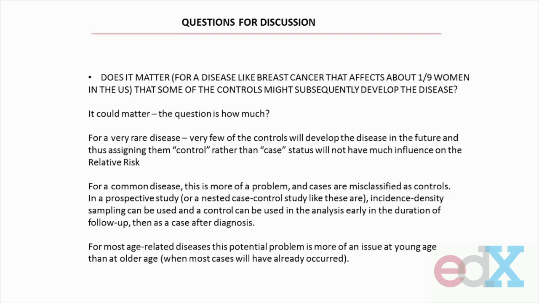The other thing that's worth pointing out is that for many age-related diseases, this potential problem is more of a problem if you're analyzing a particularly young series of cases and controls than a relatively older series of cases and controls. In relatively older people, most of the controls that were going to become cases have already become cases and should be in your case series, and a smaller fraction are at risk of subsequently becoming cases. So it's something you always have to think about, less of an issue for the rarer diseases.